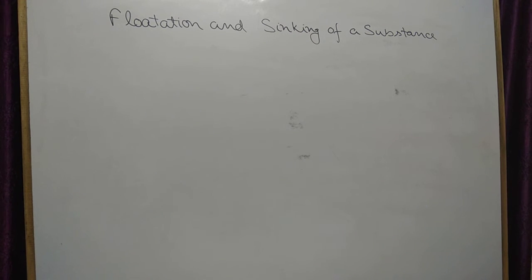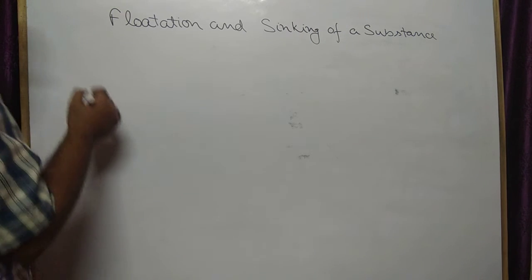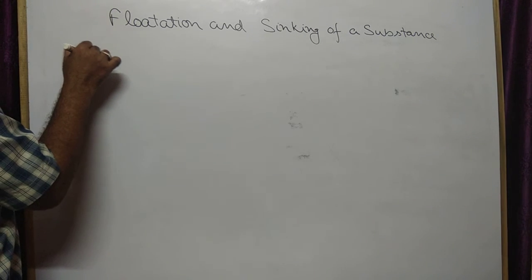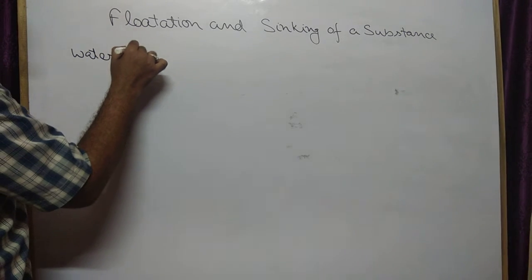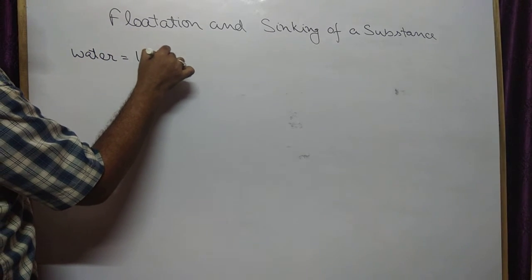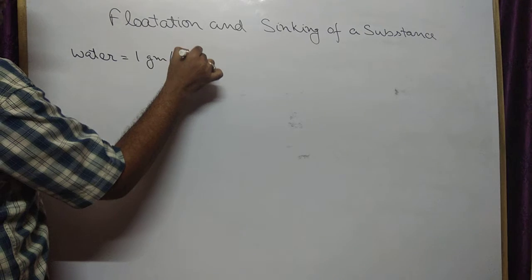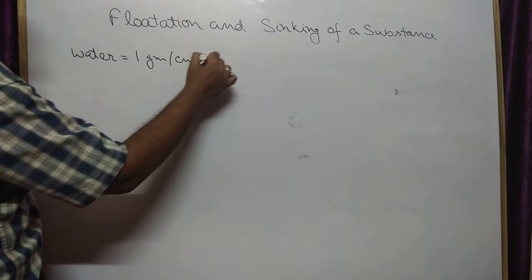Today we are going to discuss the concept of flotation and sinking of a substance. To understand flotation and sinking, we take some examples. As we know, water has a density of 1 gram per centimeter cube at a certain temperature, that is 4 degrees centigrade.